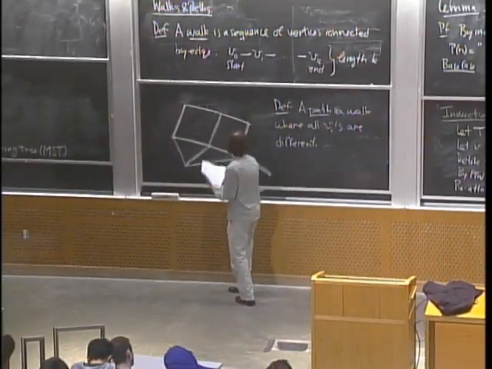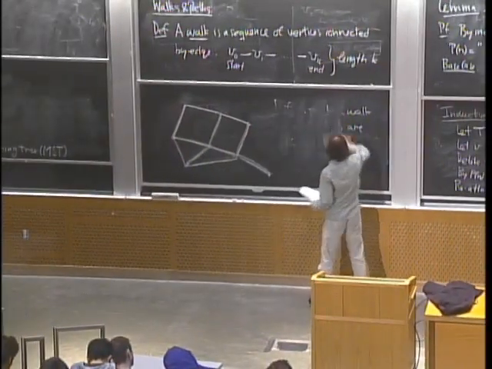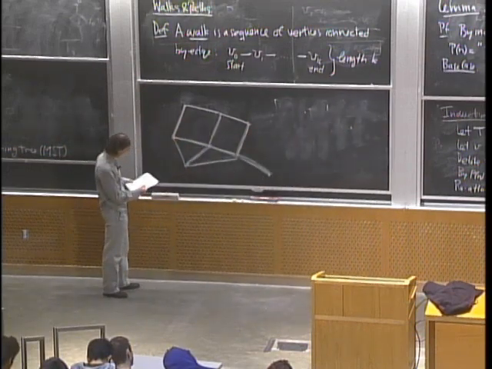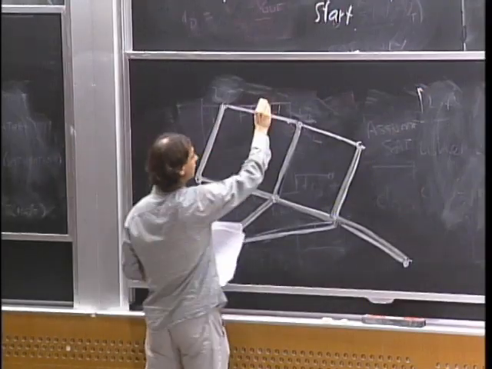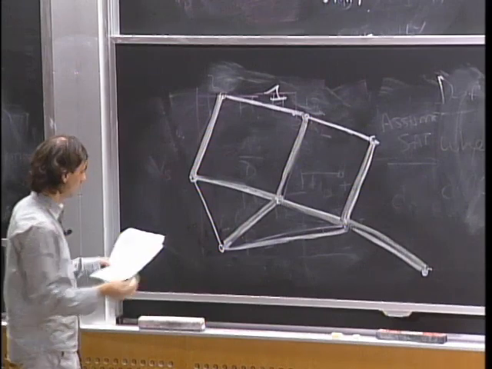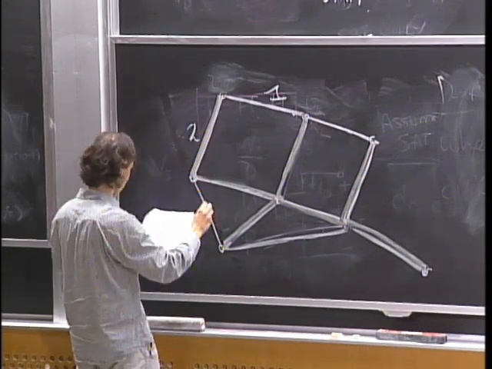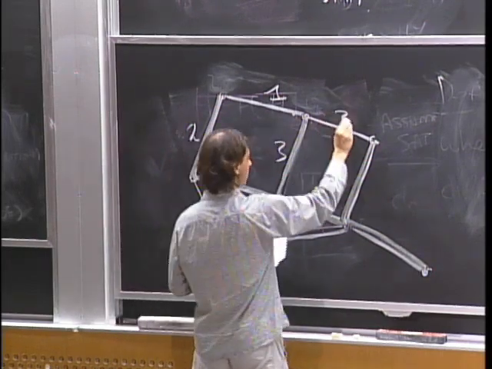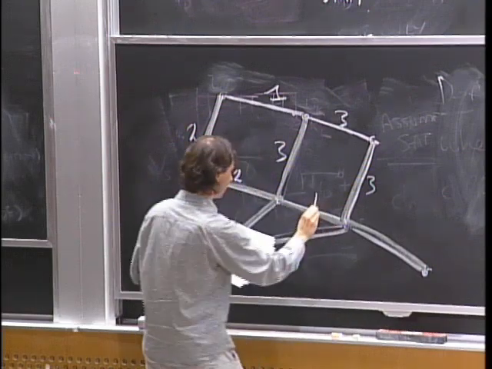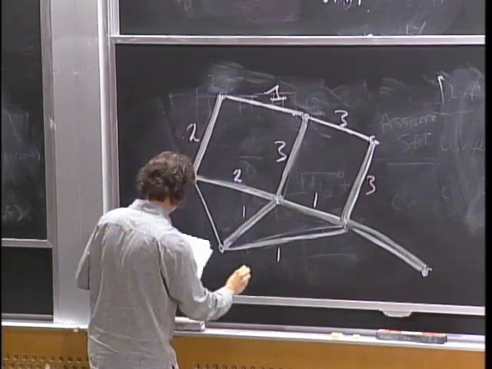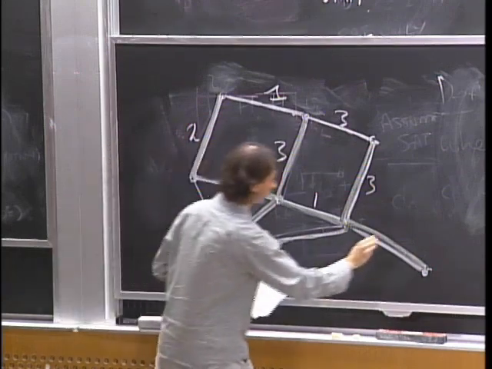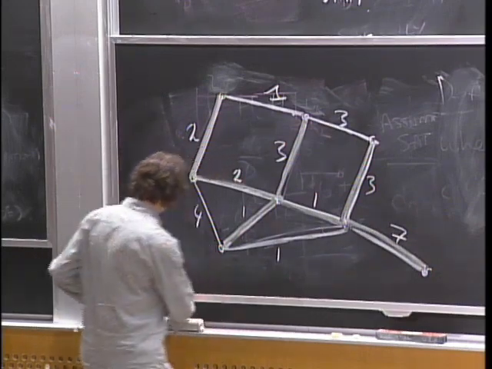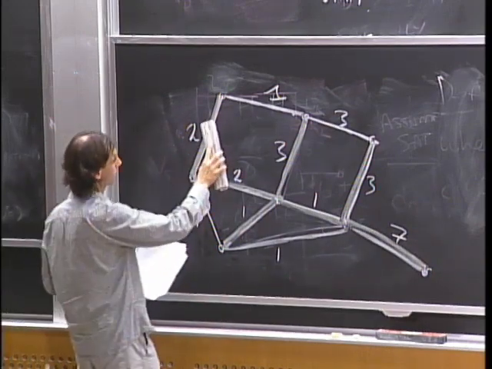So let's use this picture over here and assign some weights to this graph. So for example, we have 1, 2, 2, 3, 3, 3. A 1 over here, another 1, 1, 4, and 7. And let's construct a spanning tree.